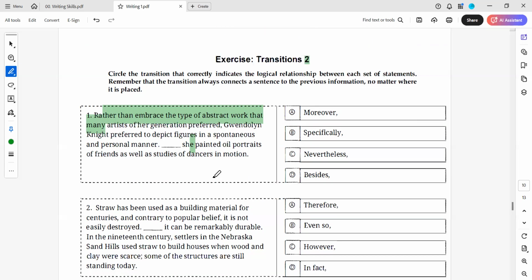Everyone, as we said, everything related to our assignment will be texted to you in our WhatsApp group.